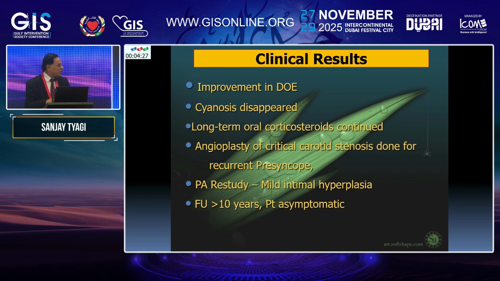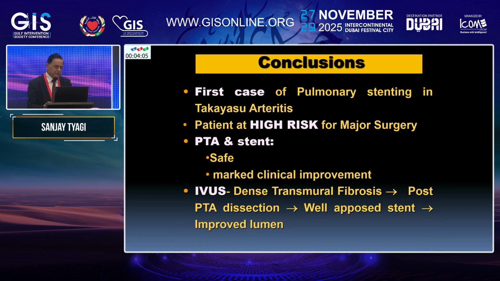When we restudied this patient on long-term follow-up, this showed that this patient had mild intimal hyperplasia and continued to have relief from her shortness of breath. Now this patient has been in follow-up with me for the last 10 years and she continues to be asymptomatic. Cyanosis is relieved and the dyspnea is also relieved in this patient. In fact, this is the first case of pulmonary artery stenting to our knowledge in Takayasu's arteritis in the world.